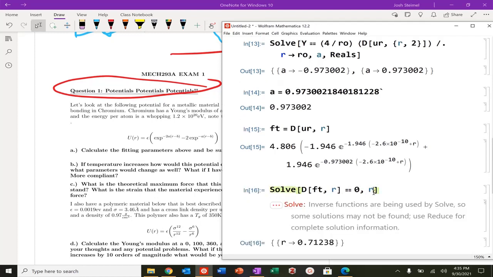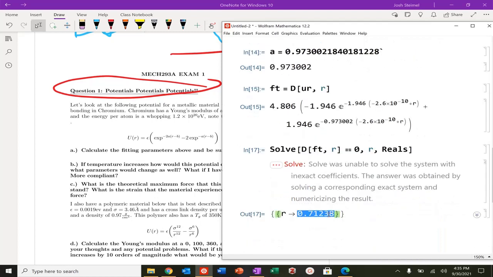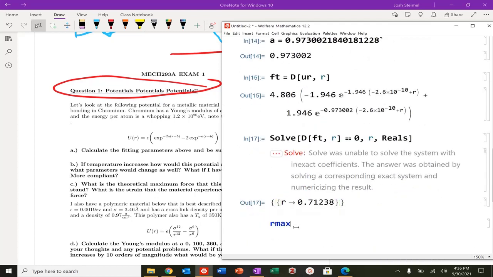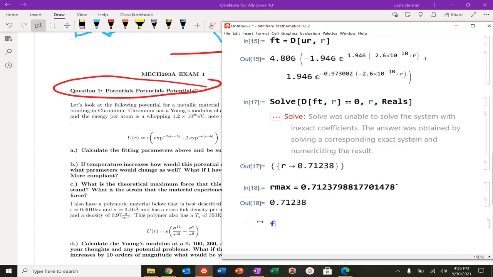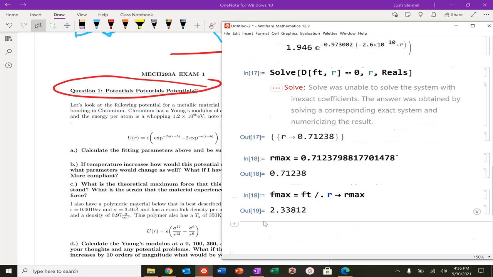That should get me the reals as well. So that's my R max. So my R max is equal to that. So if I want to do my F max equals F sub T slash dot R goes to R max, that would be my force.